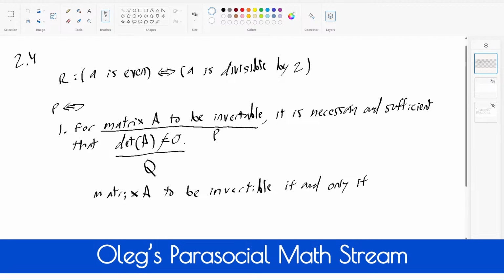We're going to rewrite this so the English doesn't sound so weird. Matrix A is invertible if and only if the determinant of A is not equal to 0. Okay, matrix A is invertible if and only if the determinant of A is not equal to 0. Alrighty.